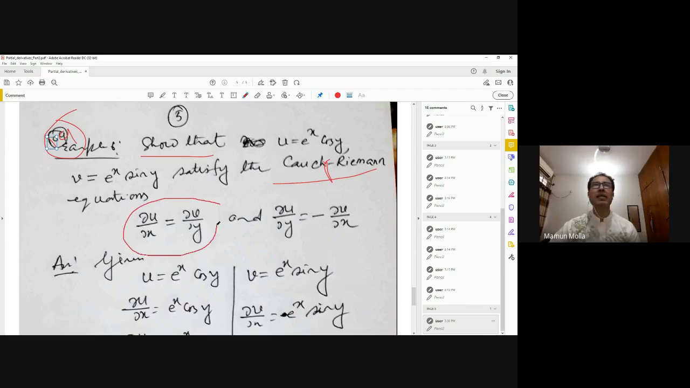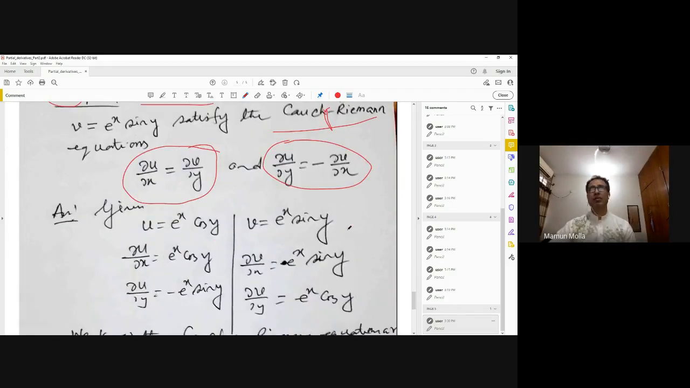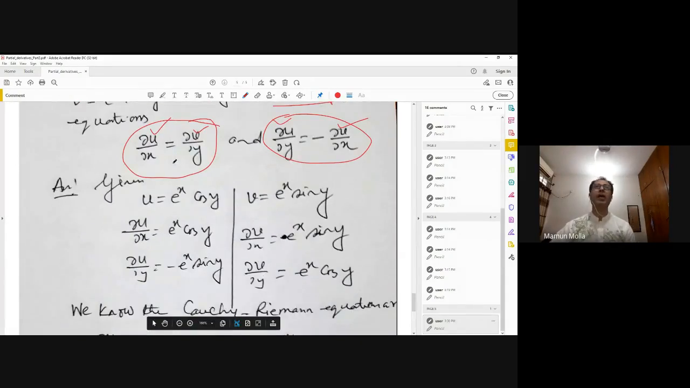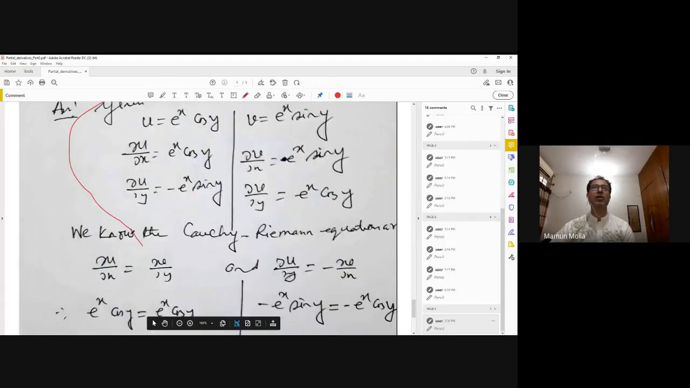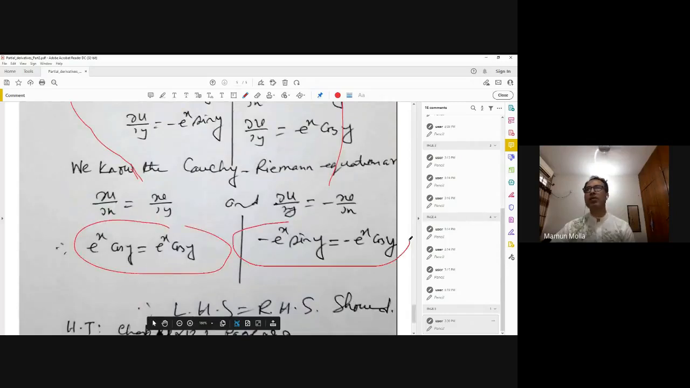What is this? This is del u del x equal to del v del y, and then del u del y equal to minus del v del x. First thing del u del x and then directly del v del y. But when you take the derivative of u with respect to y, then minus del v del x. So you have to find out 4 first order partial derivatives: del u del x, del u del y, del v del x, del v del y. Now according to the Cauchy-Riemann equation, first this portion and then this portion, you'll get the same result, left hand side equal to right hand side.